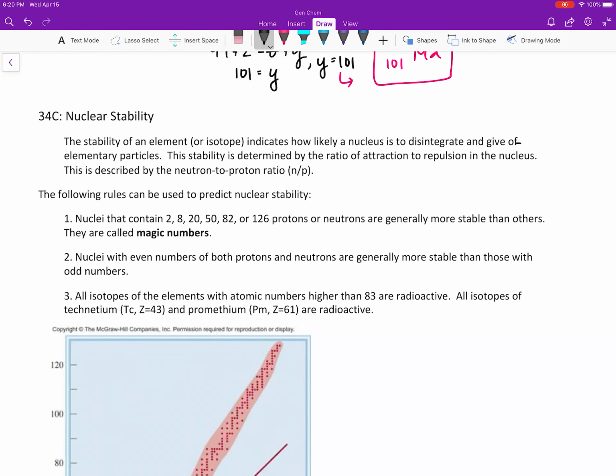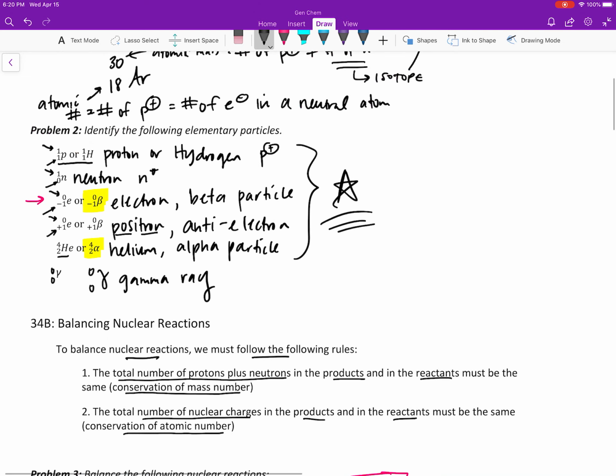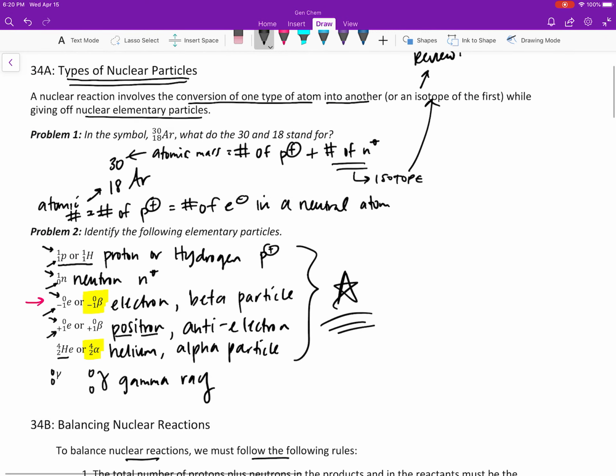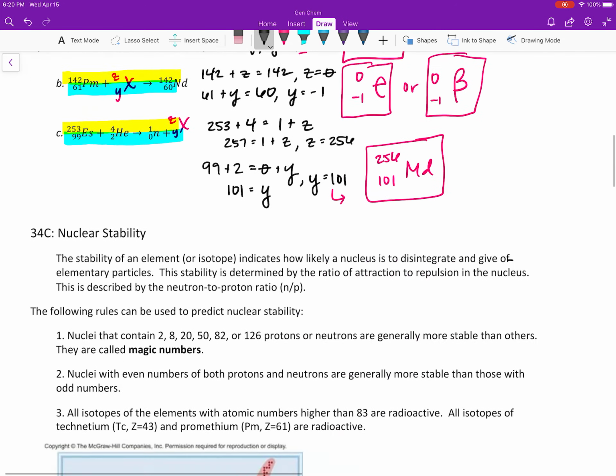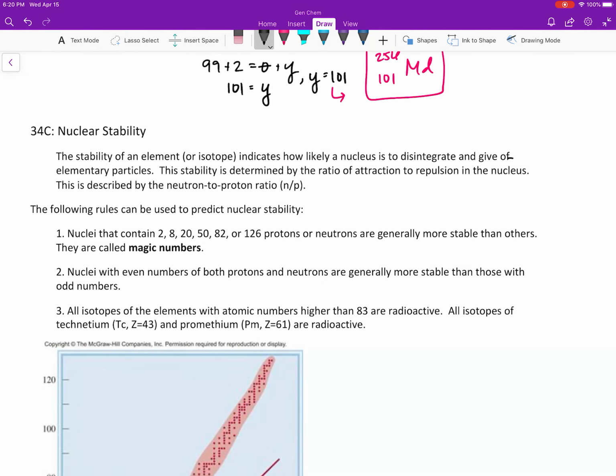And so we're going to talk about nuclear stability. So the video before this, we talked about what nuclear particles we're going to be looking for. We balanced nuclear reactions, and now we're going to talk about stability.